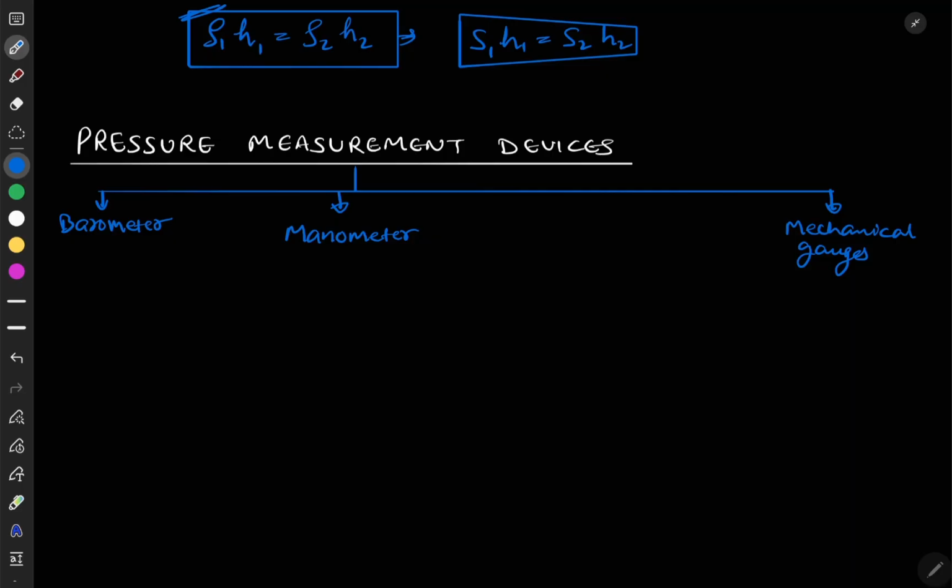Now these manometers can be further differentiated into two parts. One is simple manometers, and the second one is differential manometers. Different types of mechanical gauges I will discuss later. In simple manometers, you will further study the piezometer, U-tube manometer, and single column manometer, and in differential manometers you will study the two piezometer manometer, inverted U-tube differential, and micromanometer. Similarly, in mechanical gauges, there are the Bourdon tube pressure gauge, diaphragm pressure gauge, bellows pressure gauge, and dead weight pressure gauge.